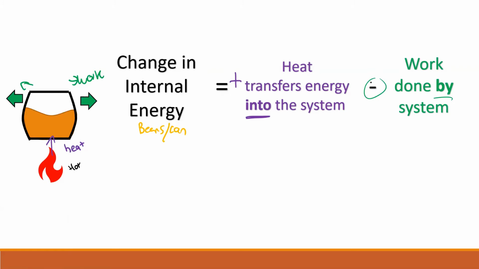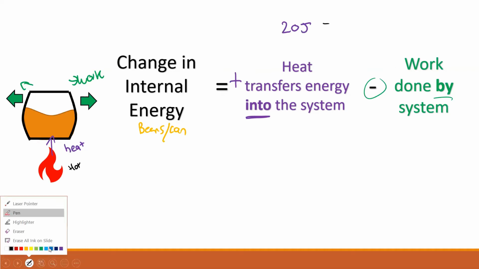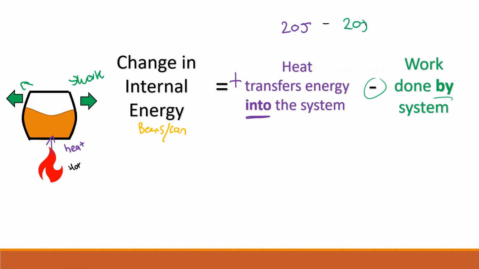If we put in 20 joules of heat energy, and these are the type of calculations we're going to do, we put in 20 joules of heat energy, but then we push the walls of the can out with 20 joules of work. So maybe we push that out, and that's 20 joules of work. And that means that our change in internal energy is 0. So therefore the system doesn't actually heat up, because all the energy that went in got pushed out by pushing the side walls of the can out.